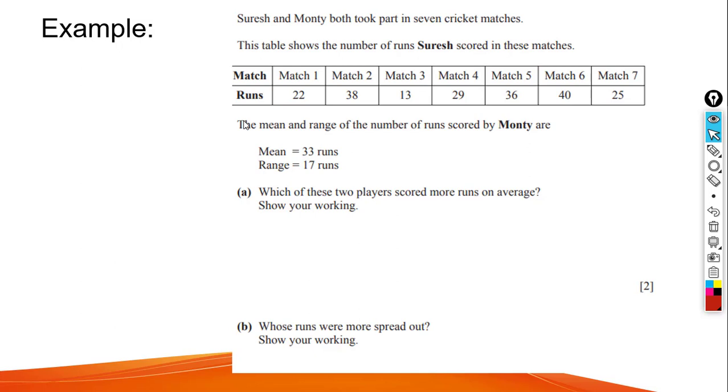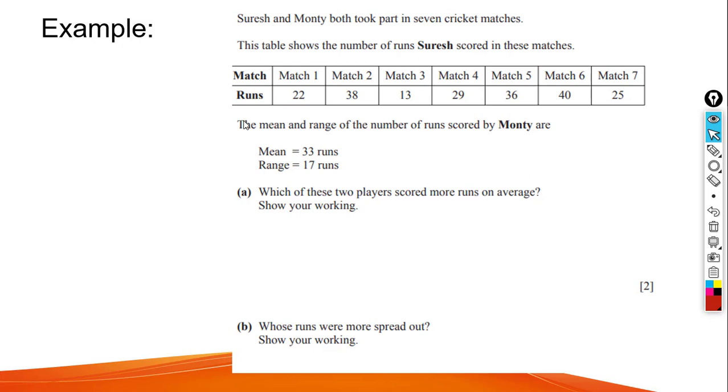Suresh and Monty both took part in 7 cricket matches. This table shows the number of runs Suresh scored in these matches. There are 7 matches and a few runs stated here. The question wants you to find the mean and the range of the number of runs scored by Monty. The mean here is 33 and the range here is 17.